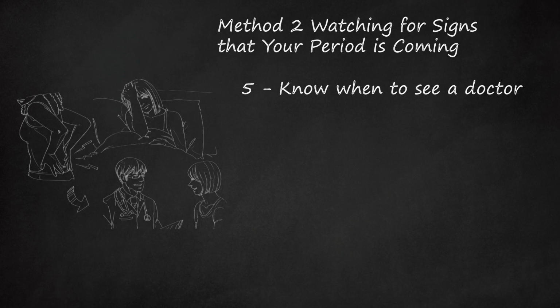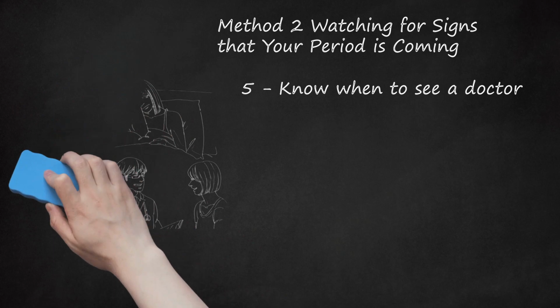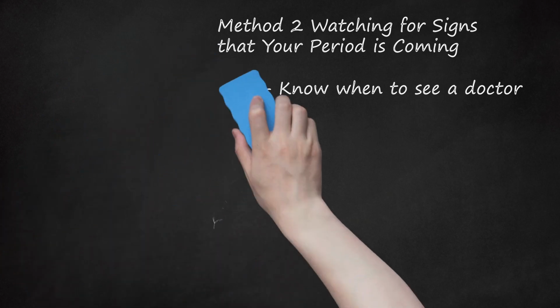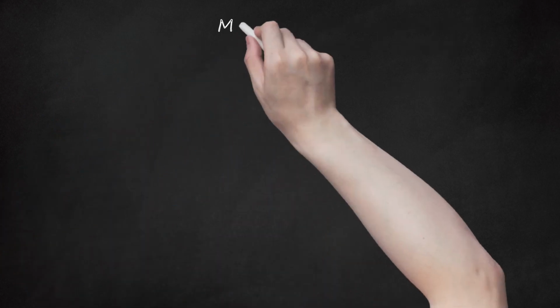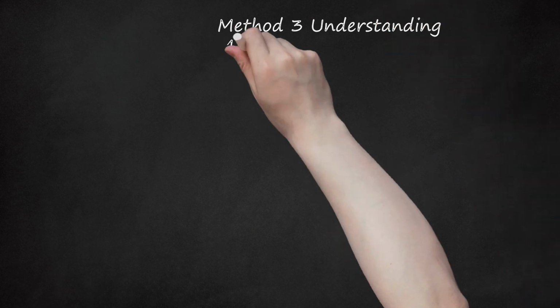You should also see your doctor if your symptoms do not go away after your period starts, or you begin to see a change in the frequency or volume of your symptoms. Method 3: Understanding menstrual problems.